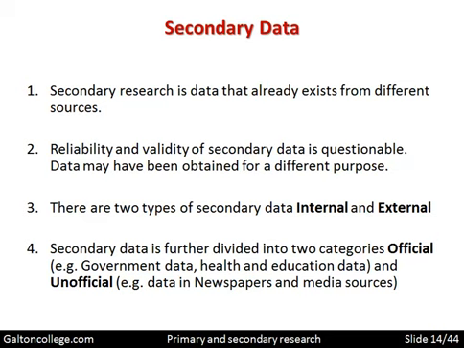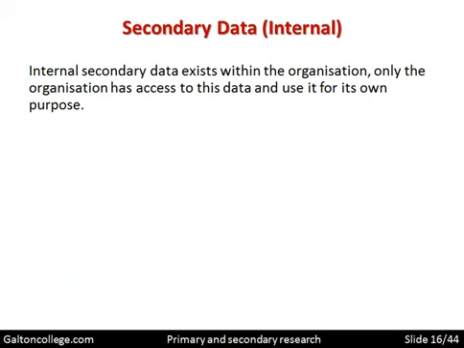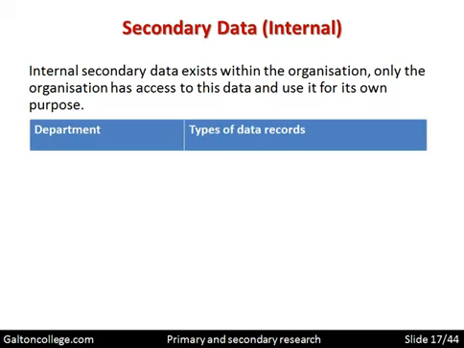Now let's go back to the internal. Internal secondary data exists within the organization. Only the organization has access to this data and uses it for its own purpose. So it's secondary data, but it exists within the company. Now there are various types here, so we could look at the departments, say within a particular business, and the types of data that the departments may have, which could be used for some sort of analysis.